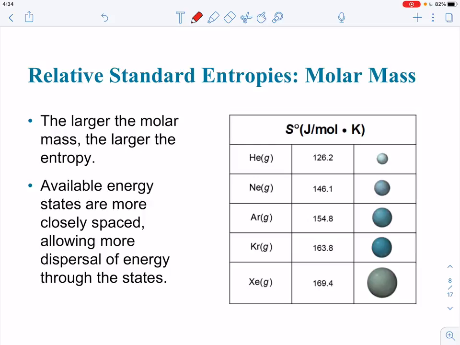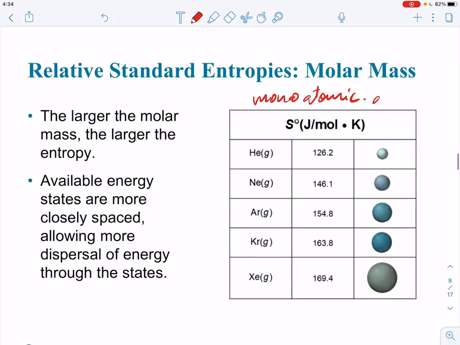In this case, we are increasing the molar mass of these gases, and these are monatomic gases, noble gases. You are just comparing one single atom to another, and you see that the entropy increases as you increase the size of the atom. Now, why can you have a larger entropy if you are just increasing the size of the atom? Well, you have to think about this.